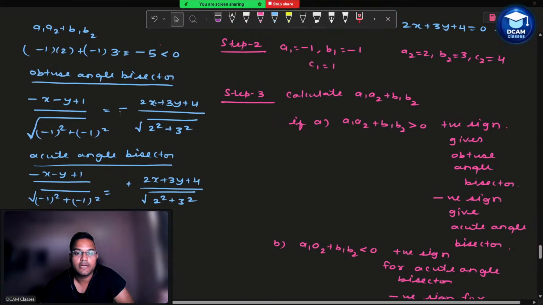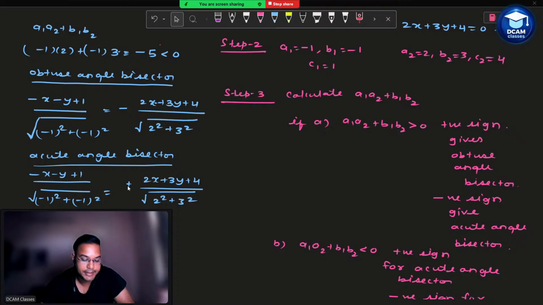So I have put the negative sign, and for the acute angle bisector, you will get it by getting the positive sign. That's the procedure.